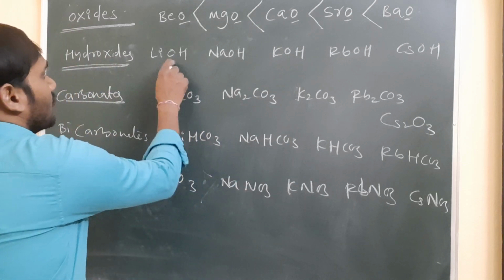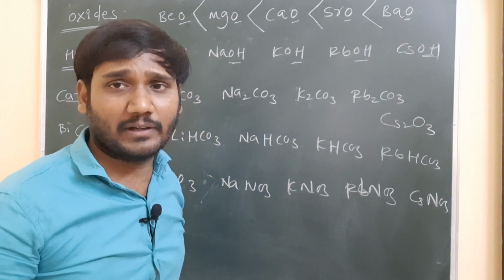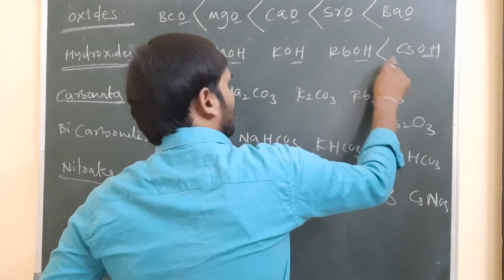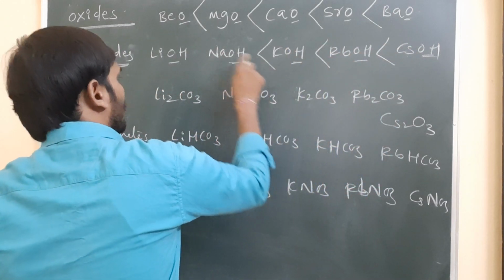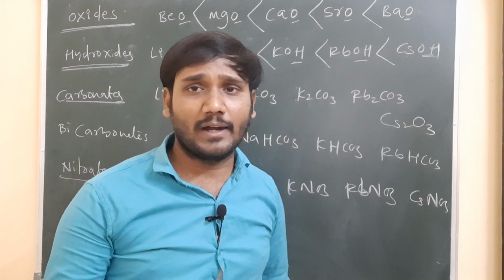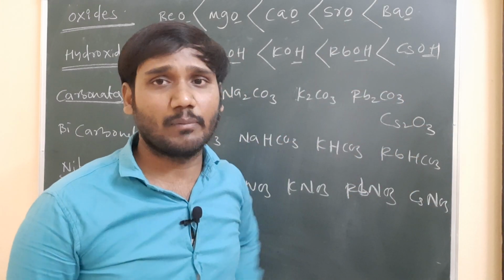So hydroxide is also a small size. When hydroxide, a small common ion, is present, solubility is directly proportional to the size of the cation. The large size cation is what? Cesium. Note the point here. Common ion if it is small, then solubility is directly proportional to size of the ion. Cesium is larger, so solubility is more.